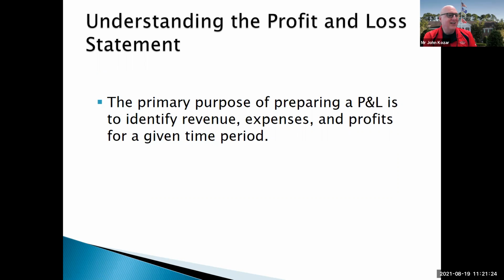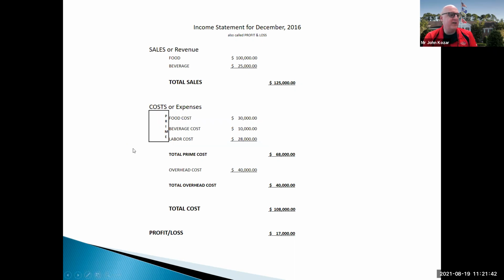So we do this on a monthly basis. The last day of every month, it's like taking a picture of your status. Once you have this income statement prepared, or your profit and loss, it's going to stay that way. Okay, so we have an example for the month of December.